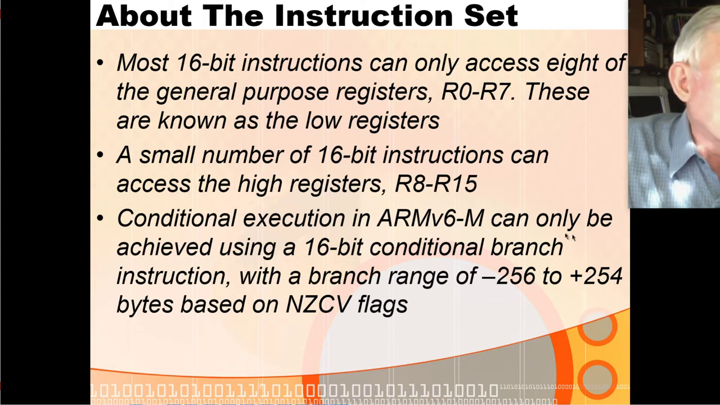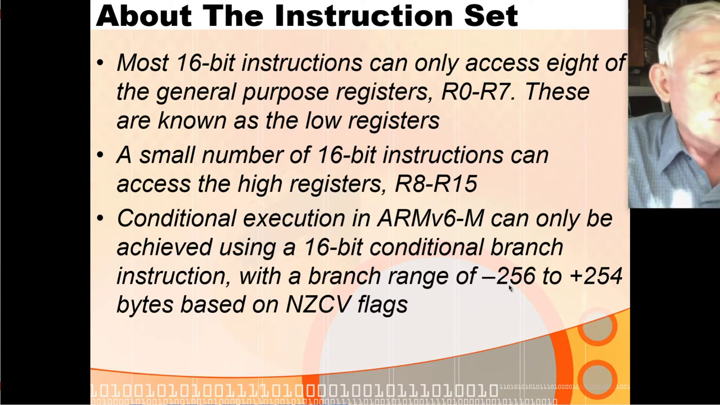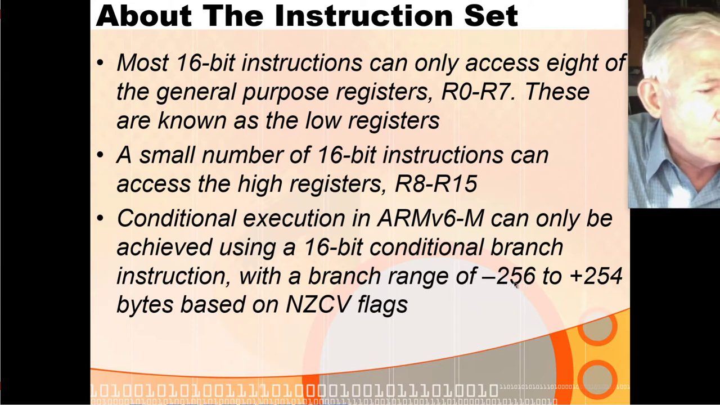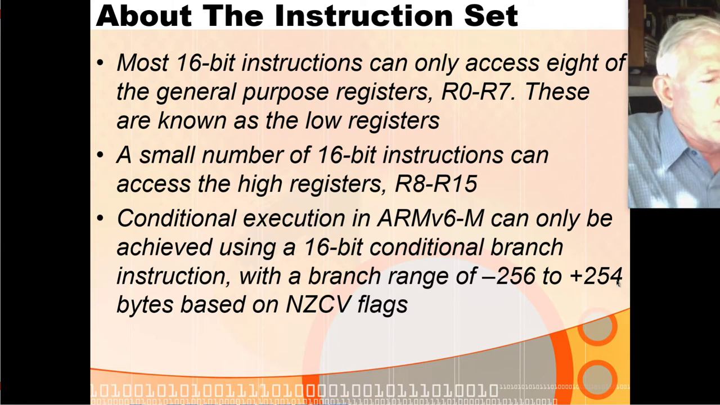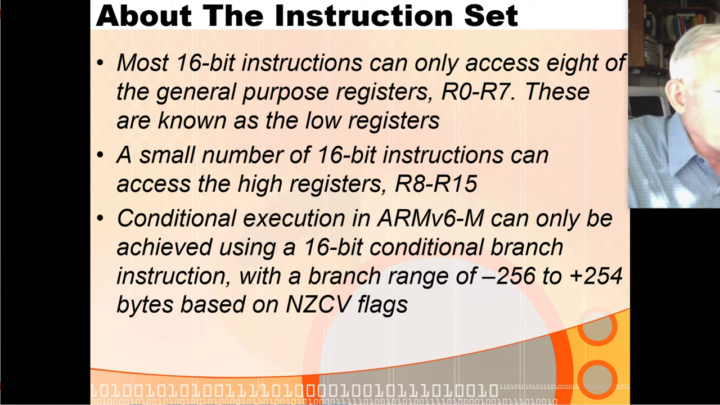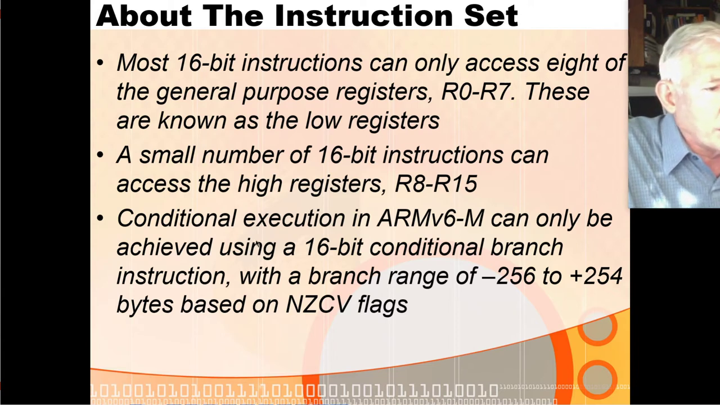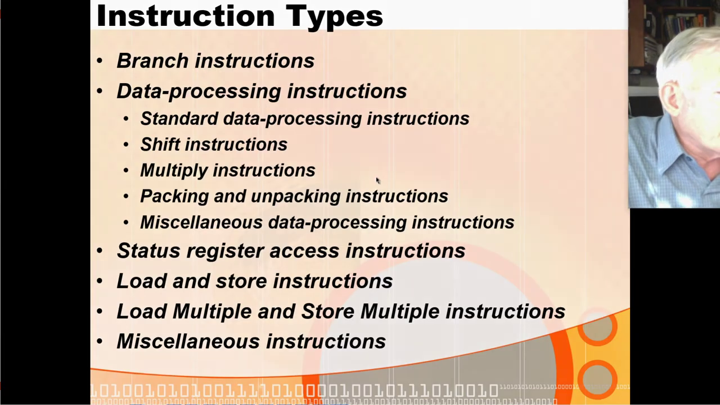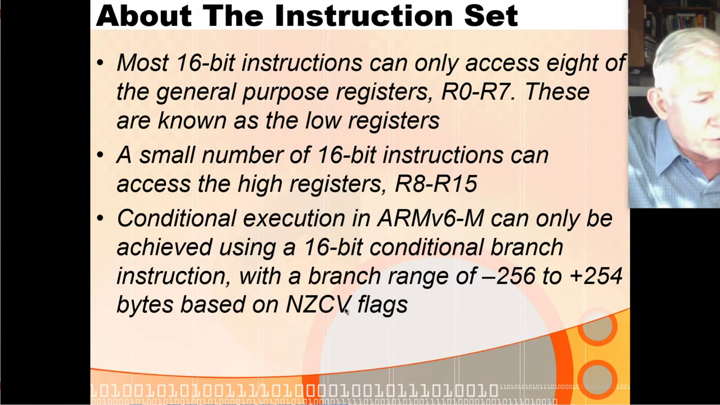The conditional execution uses this 16-bit conditional branch instruction, and it gives you a branch range of minus 256 to plus 254. The reason it's plus 254 is that the instruction you're on counts, so zero is the instruction after the instruction you're on. All right. And these instructions use the status bits, the negative, the zero, the carry, and the V bits.